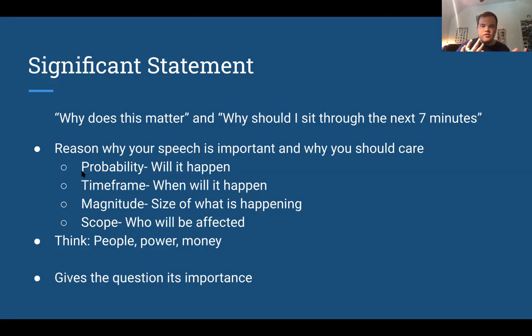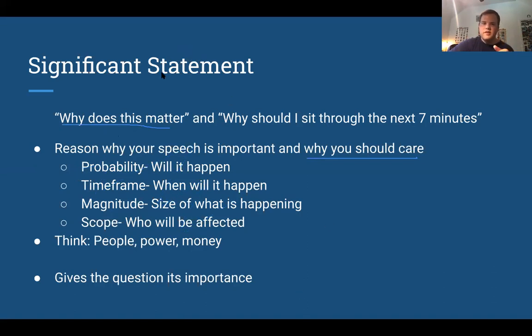So these are just pretty words to put on a slide: probability, time frame, magnitude, scope. But really, you're just going to want to think about why does this matter, and why should the judge care? So you don't need to remember all these pretty words. That's just to show you what it could be. Just remember why does it matter and why should the judge care?